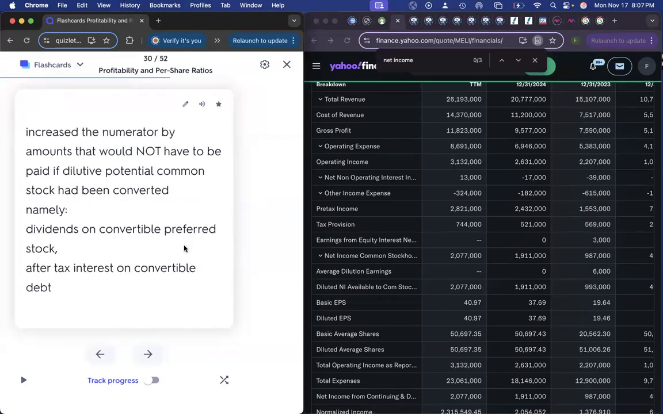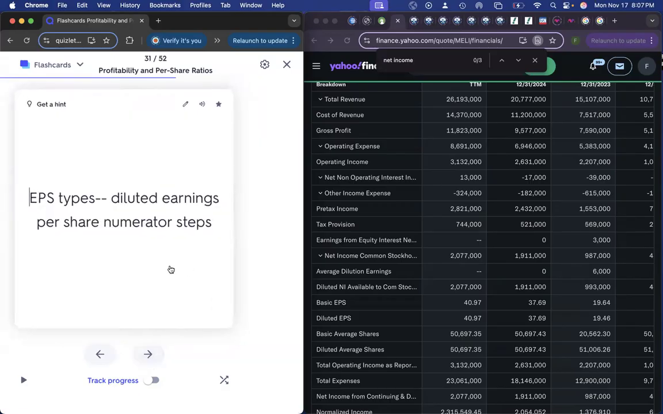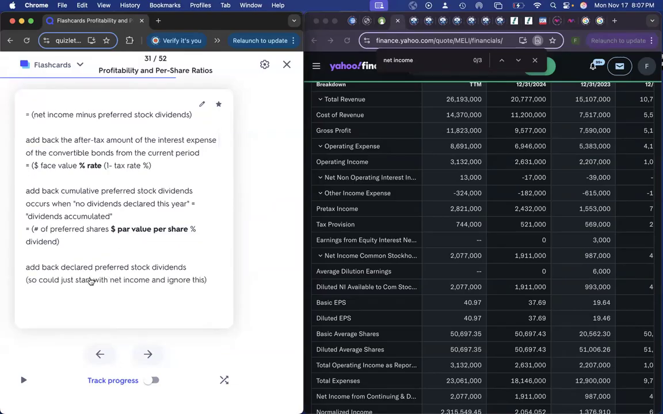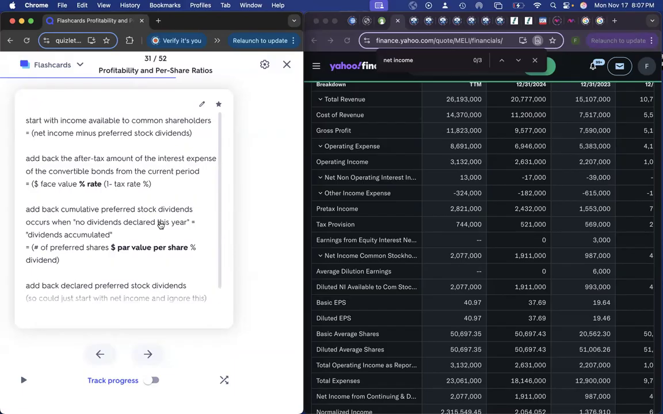For the numerator, for example, you increase the numerator by amounts that would not have to be paid if dilutive potential common stock had been converted. Namely, you increase the numerator by dividends on convertible preferred stock, and you increase the numerator by after-tax interest on convertible debt. To calculate the numerator, you start with net income available to common shareholders, which is net income minus preferred stock dividends. But note that at the end, we add back declared preferred stock dividends. And so we can just start with net income and ignore that, actually.